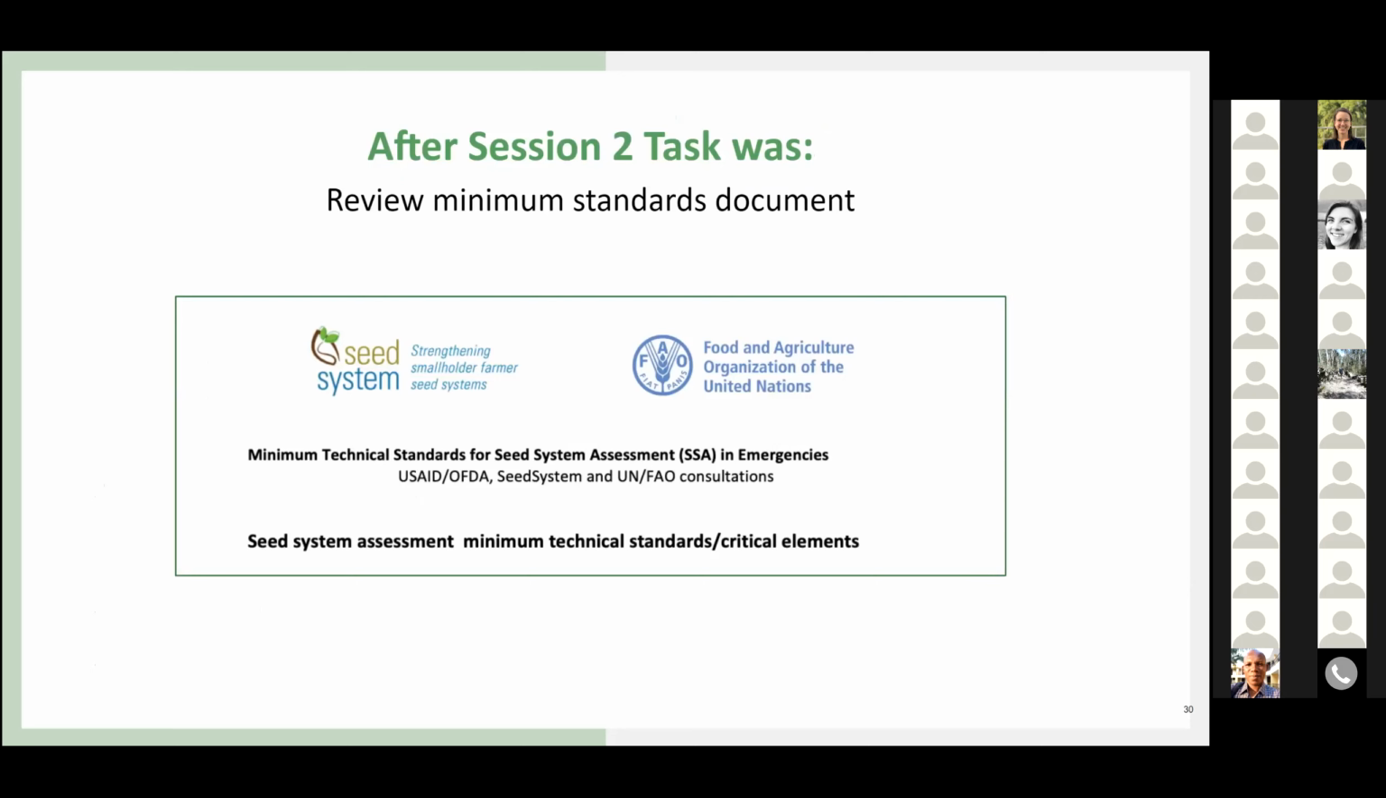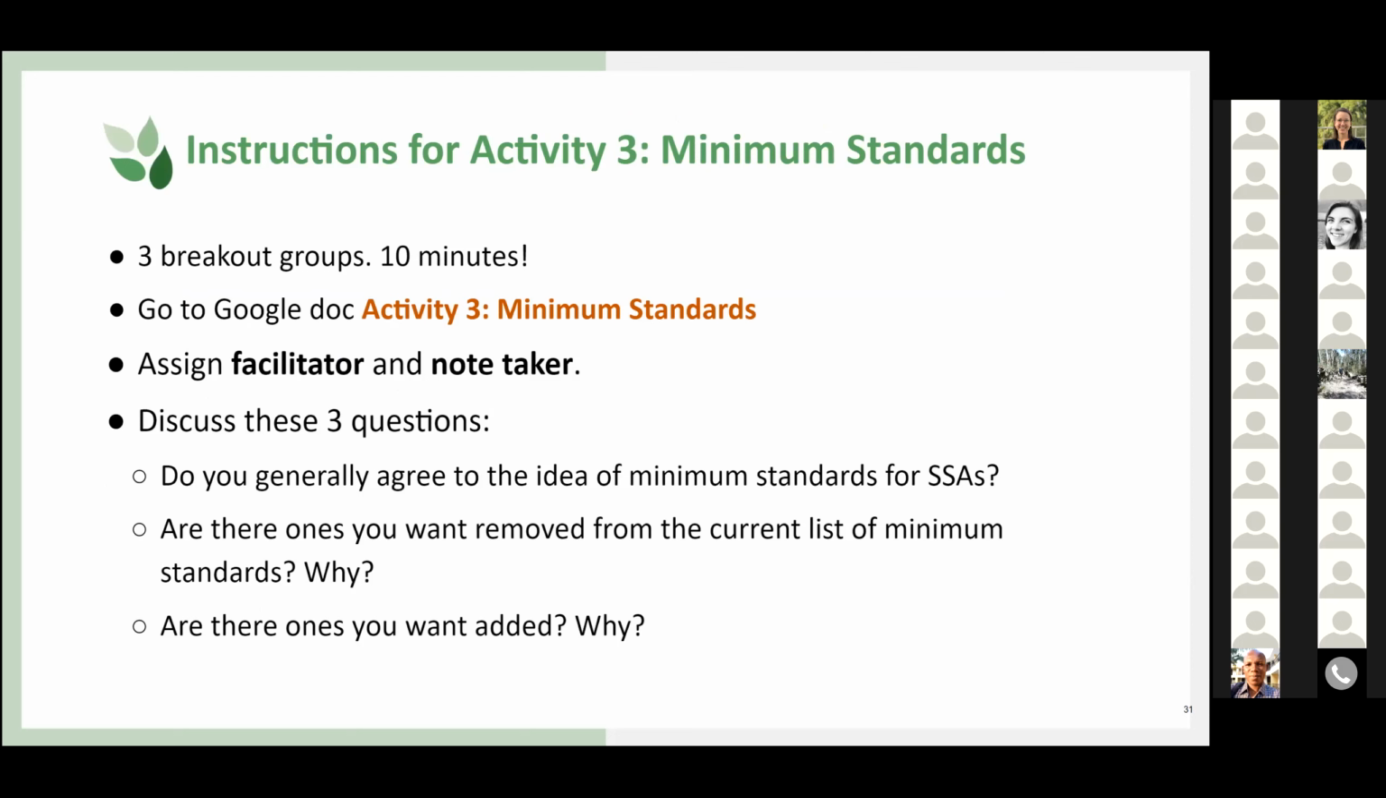So what we'd like you to do, and I'll take questions before we go into groups, is go into groups and look at the outline of the minimum standards. These are really serious commitments and suggestions from you, who are being asked: should they be used? There are 3 breakout groups. Basically, what we'd like you to think about, and we do consider this a very serious activity, is: do you agree with having the idea of minimum standards? Among the 12, are there ones you want removed? Why? Among the 12, are there ones you want added? And why?